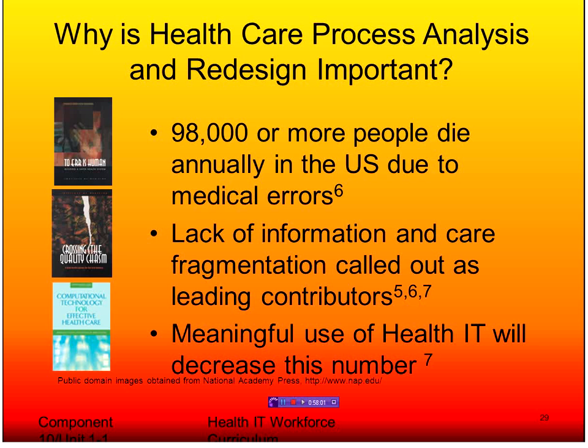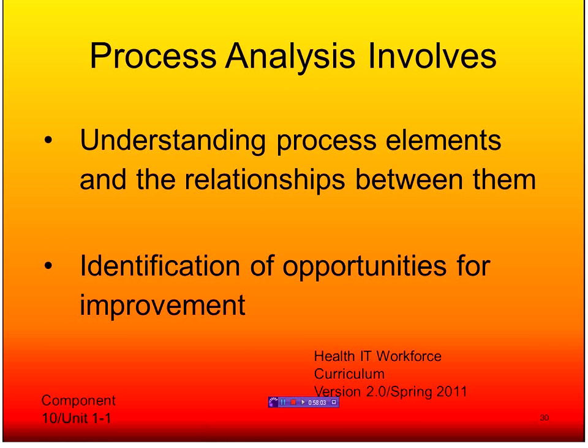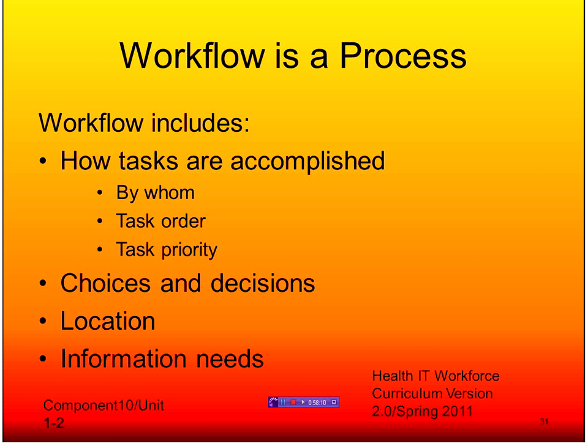And how can we do that? We need to understand the processes and relationships, identify opportunities for improvement, understand how tasks are accomplished, by who accomplishes them, the order in which they accomplish them in, and a task priority. Task priority would be the difference between designing a template for vital signs in an ambulatory care setting versus designing a vital sign template or workflow process in an ICU.